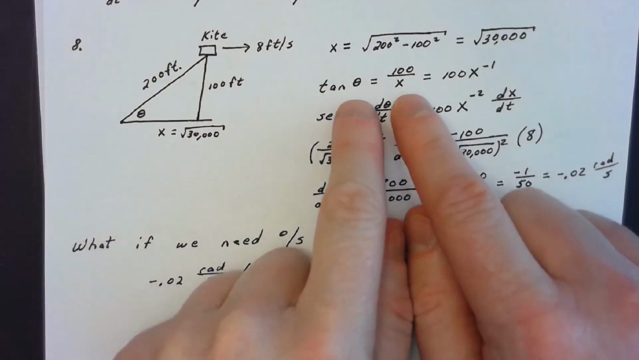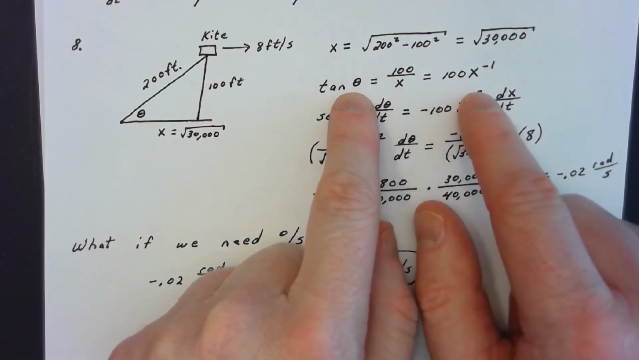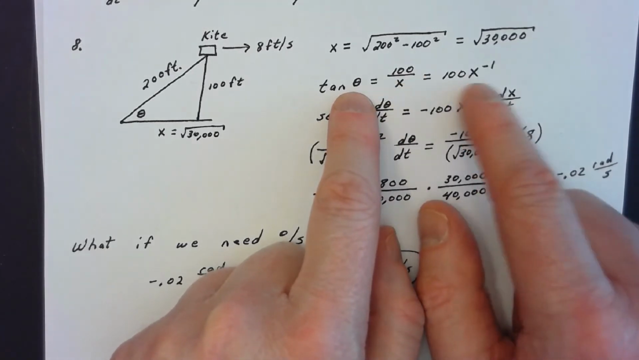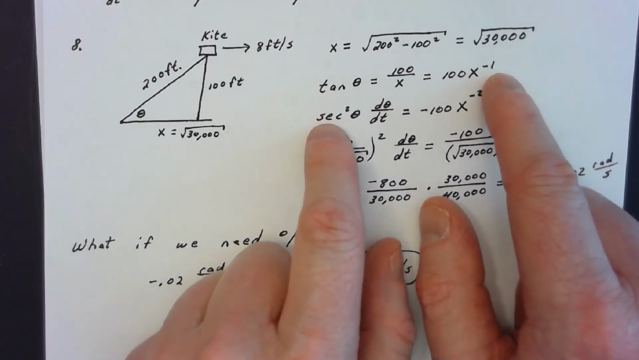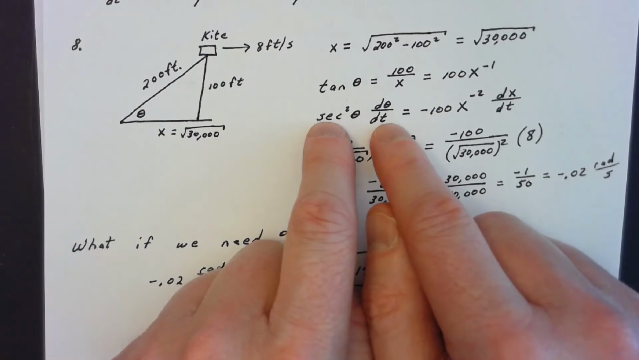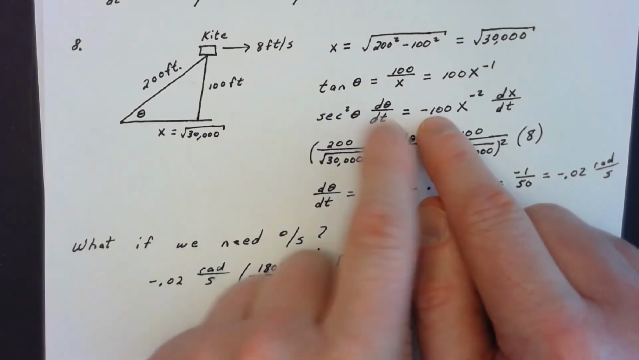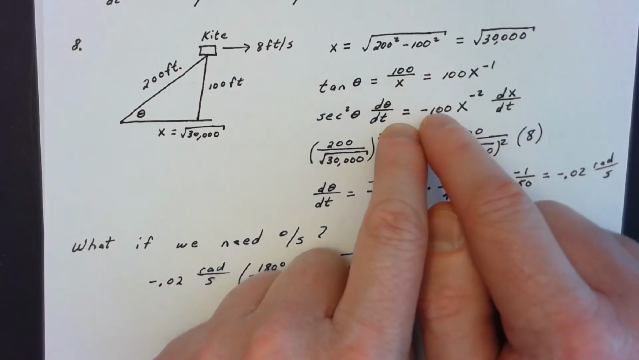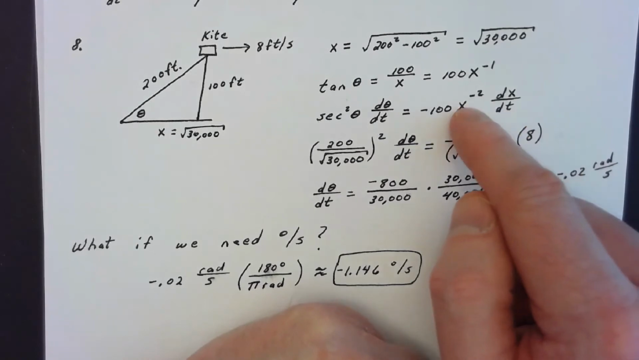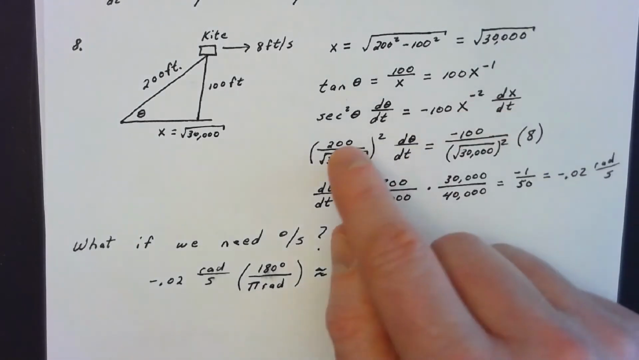I go ahead and I say the tangent of theta is equal to 100 over x, which, to make the derivative easier, to avoid the quotient rule, I called 100x to the negative 1. Now, derivative of tangent is secant squared of that angle times the derivative of the angle. That's where the d theta dt comes into play. On the other side, negative 1 comes down in front to give me negative 100 x to the negative 2 times the derivative of the variable, dx dt. I plug in what I know.